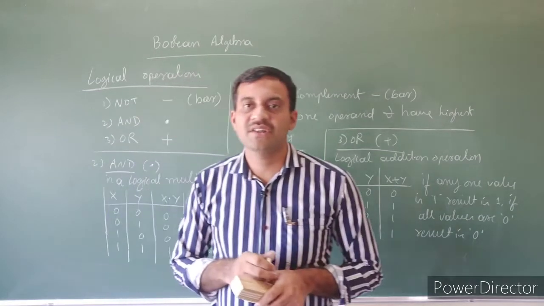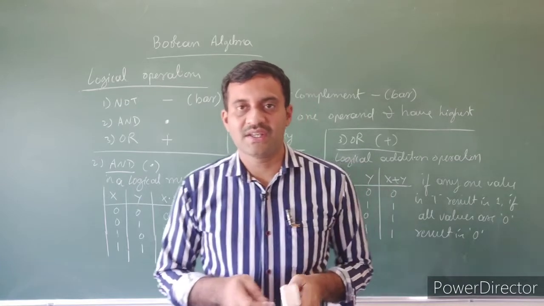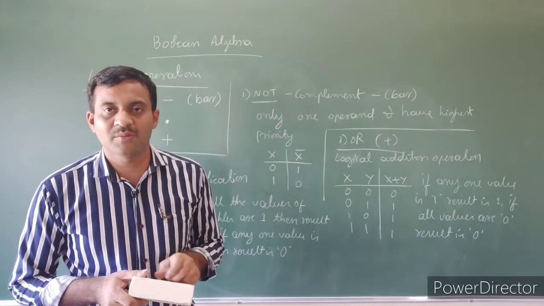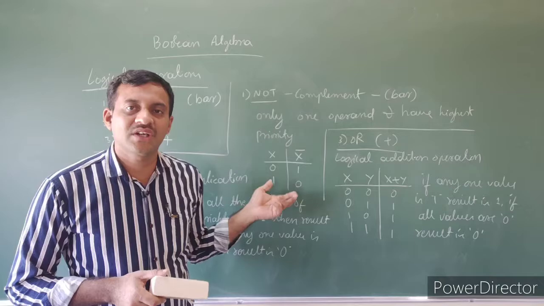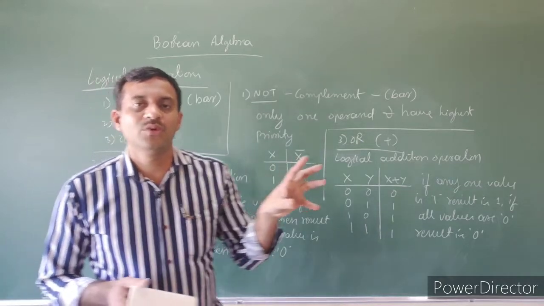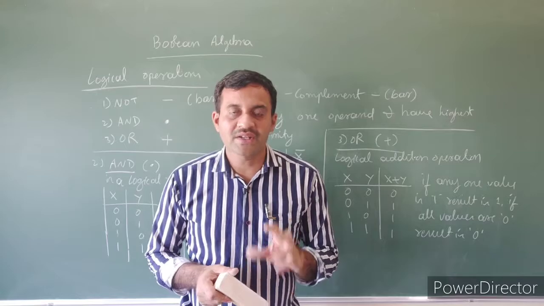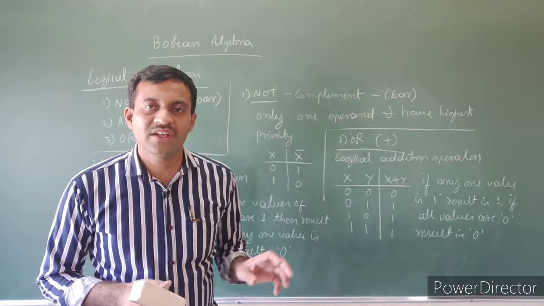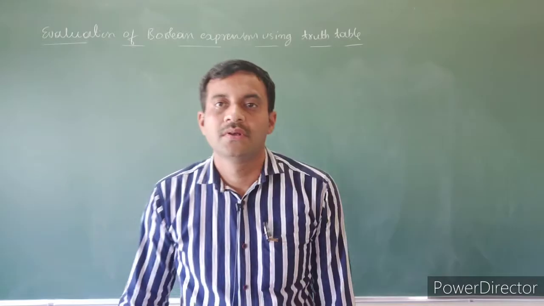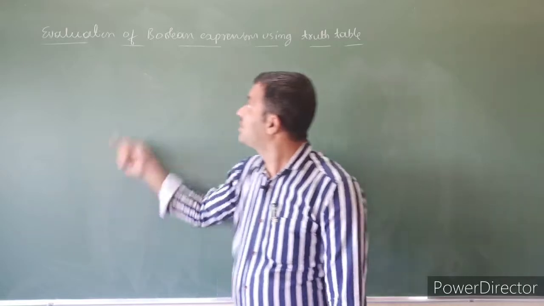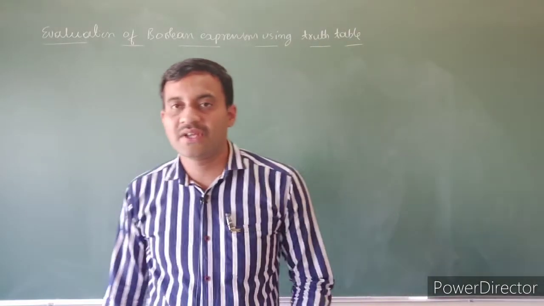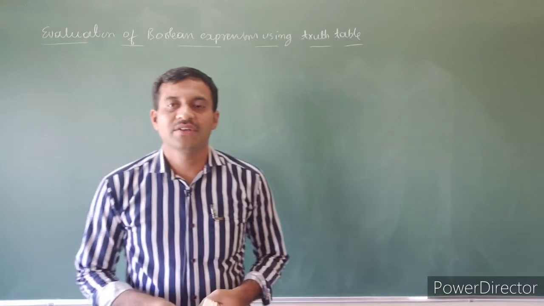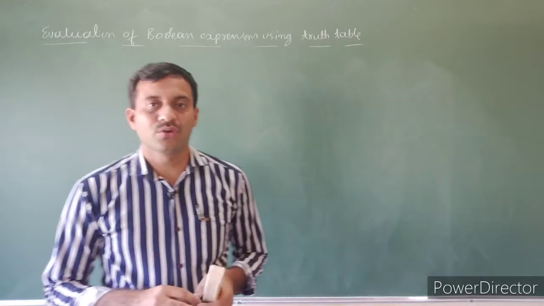Let's discuss how to evaluate a Boolean expression using a truth table. What is a Boolean expression? A Boolean expression is a combination of Boolean values and logical operators. Here the values are stored in variables, hence a combination of Boolean variables and logical operators is called a logical expression. Logical expressions are also called Boolean expressions because here we use the word Boolean. Boolean expressions are evaluated using the precedence rule.